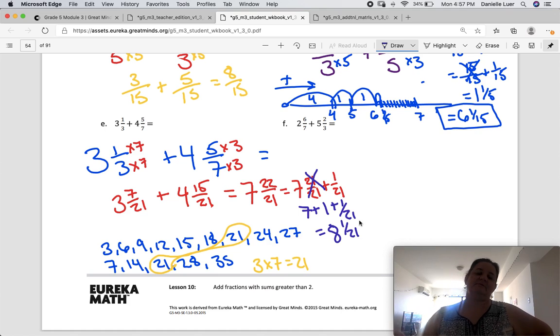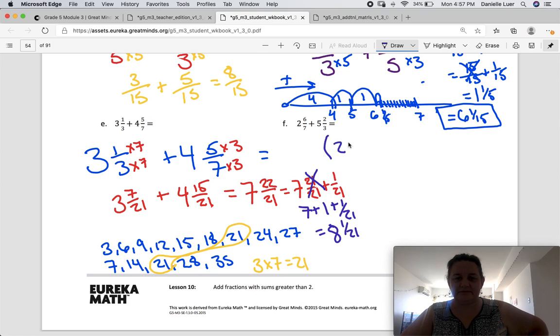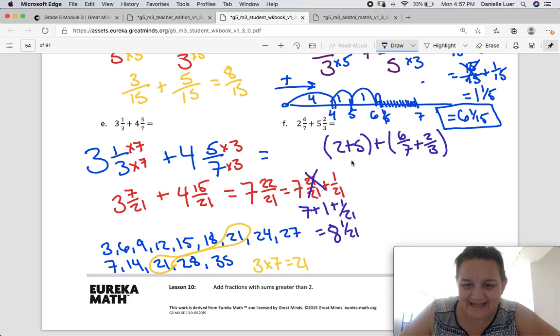Okay. Well, I'm going to run out of space for F here. I'm going to rewrite this one because I kind of like rewriting them. 2 plus 5. It's your choice. If you want to keep them together like I did here, you can. Otherwise, you can rewrite them. Plus 6/7 plus 2/3. And 7 and 3, I already know 21 is what my common denominator is going to be. So let's add this together right away. That's 7. And here, 7 plus 6/7 plus 2/3.